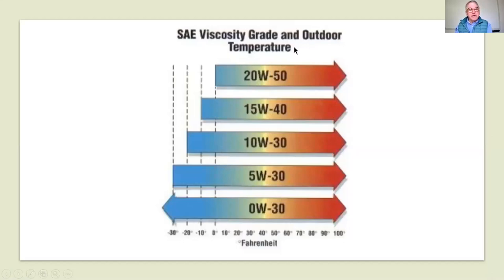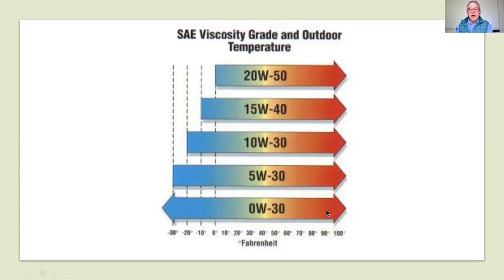Viscosity grade and outdoor temperature. This is interesting. With this particular type of oil here, 0W30, all of these oils, as you can see, are tolerant of heat and lubricate well, even in the presence of heat. In this case, we're looking at 100 degrees Fahrenheit. On the other hand, not all of these oils perform well at low temperatures. So for a 20W50, the limit in terms of low temperature is around 0 degrees Fahrenheit, whereas a 0W30 will still perform well as a lubricant all the way down to minus 30.